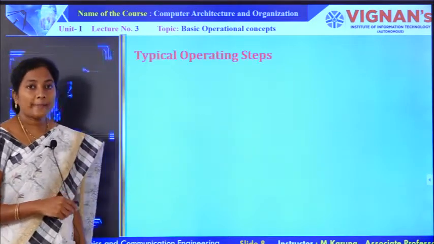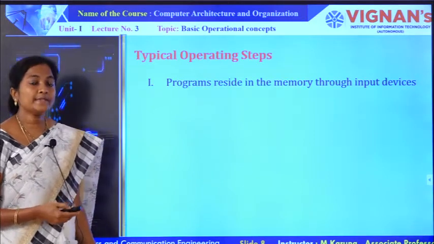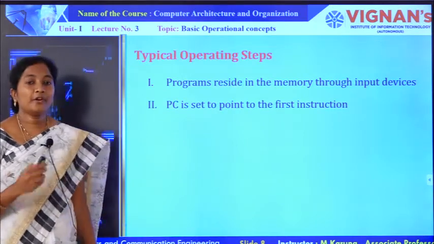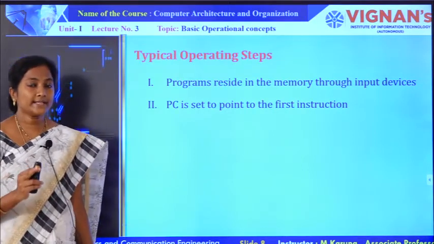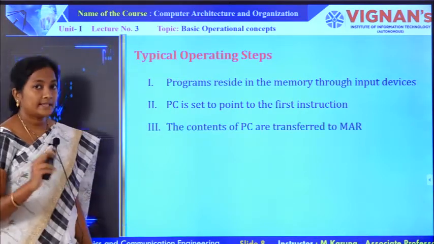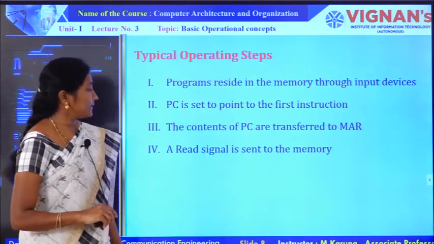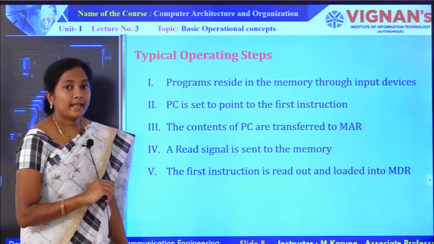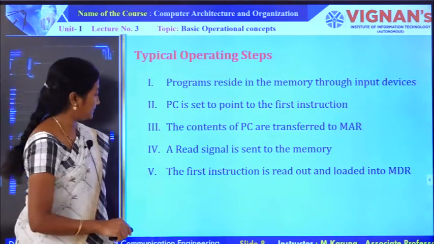Let us see the operational steps one by one. Usually programs and data reside in memory. Before going to perform any operation, PC, program counter, is initialized with the starting address of the instruction. Next, the starting address is transferred to the memory address register. Read signal is issued by the control unit, and then at that address the data is loaded in MDR.